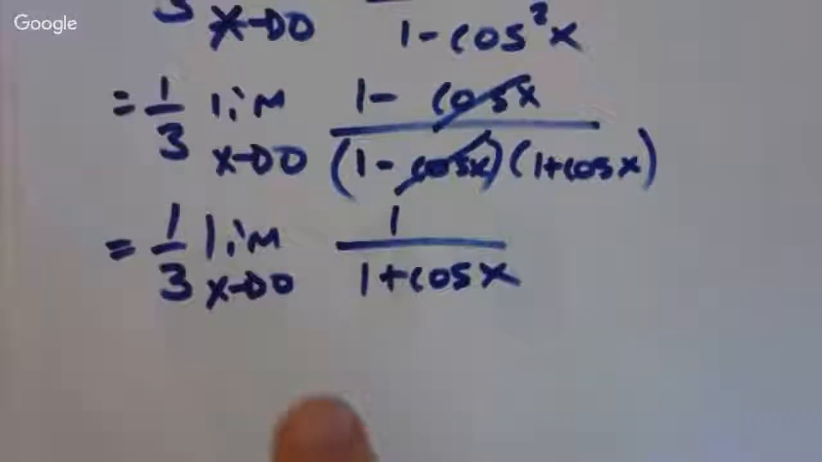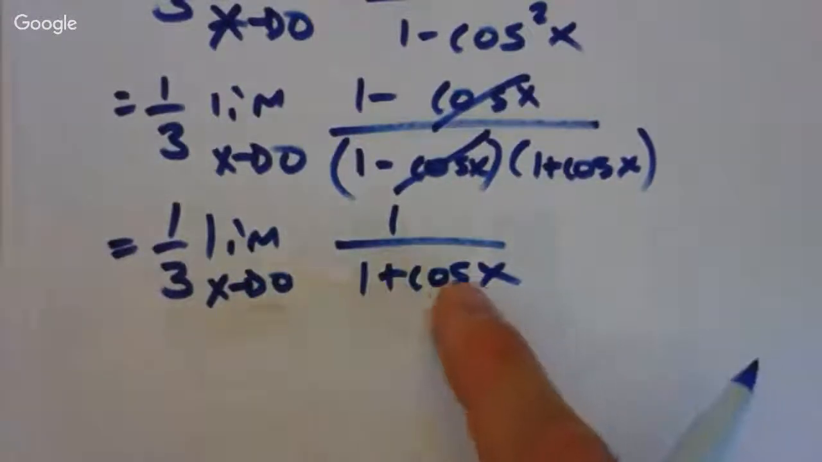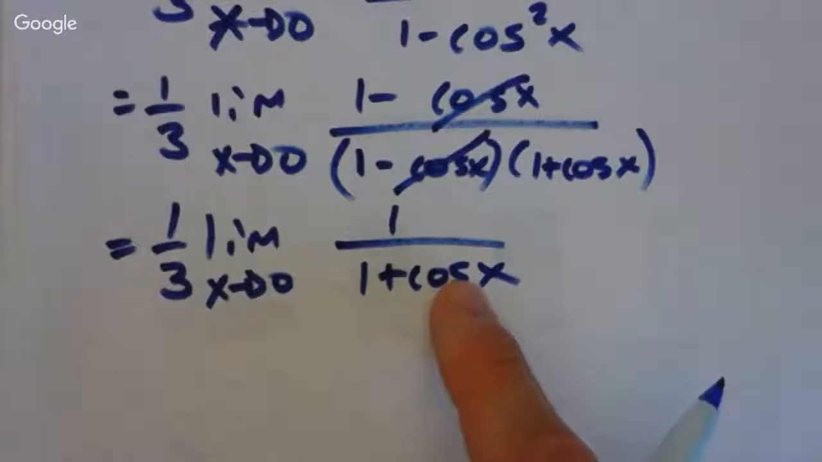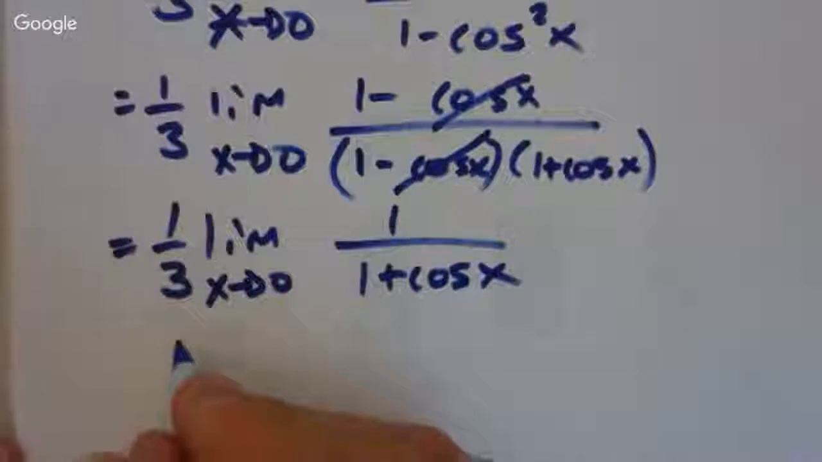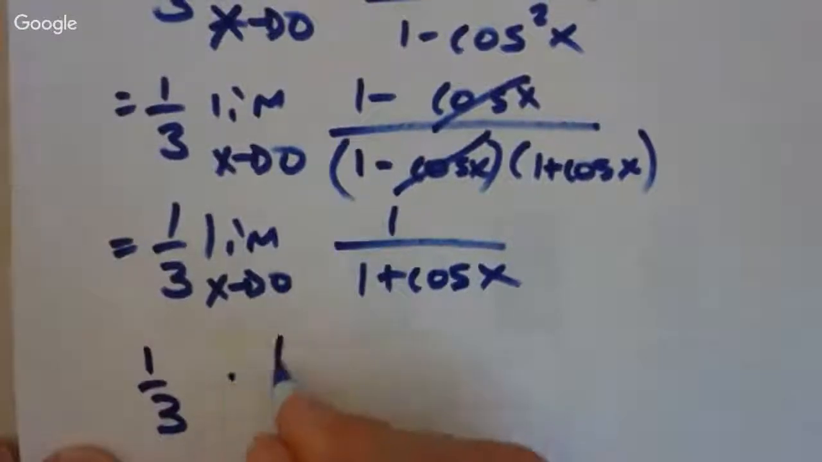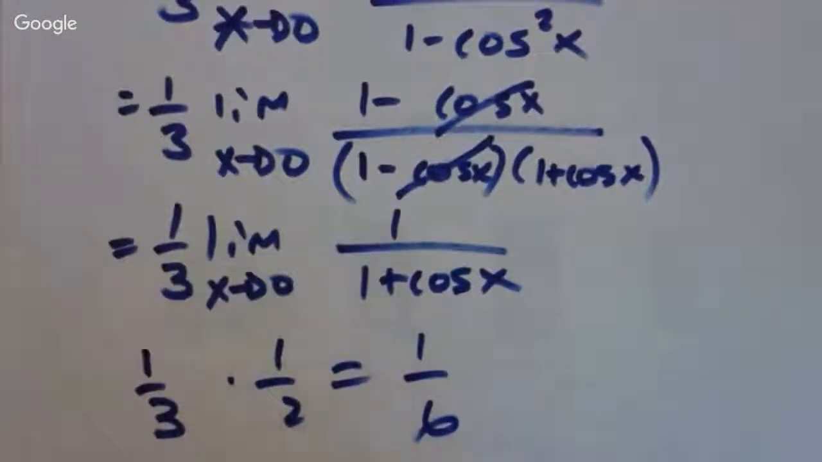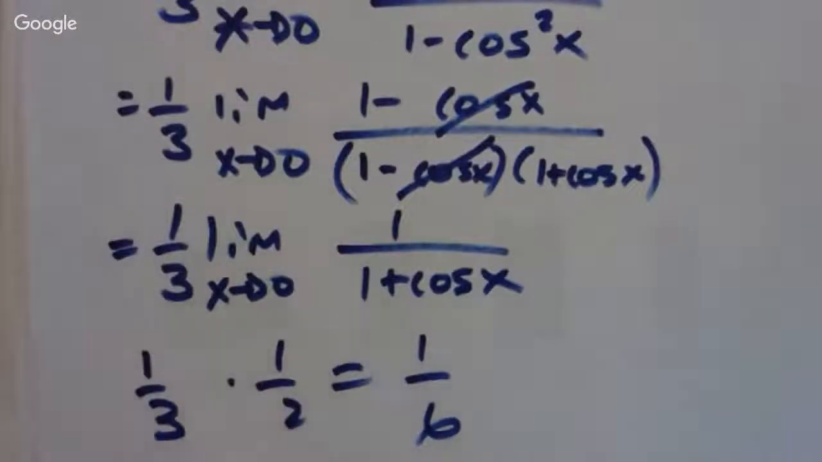Exactly. Okay, now cosine's getting really close to what? No. Cosine's getting really close to what? 1. 1 plus 1 is 2, so you've got 1/3 times 1/2, which gives you 1/6. And hopefully that's one of the answers. Yes, it is A, like apple.